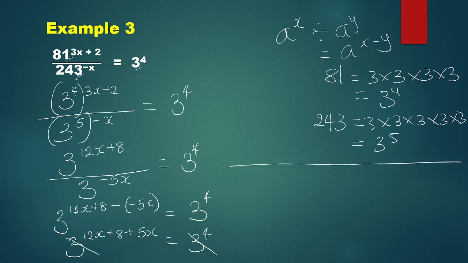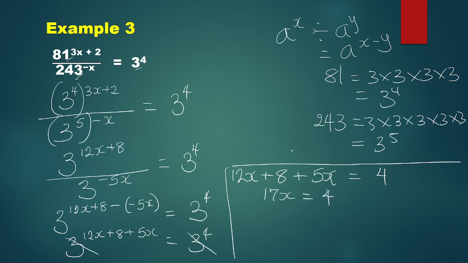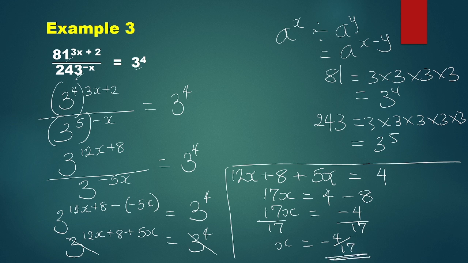Then my equation becomes 12x plus 8 plus 5x equal to 4. 12x plus 5x is 17x equal to 4. If plus 8 comes to the other side, it becomes minus 8. So I'm left with 17x equal to minus 4. Then if I divide both sides by 17, x will simply be equal to minus 4 over 17. And that's the solution for x. X is simply minus 4 over 17.